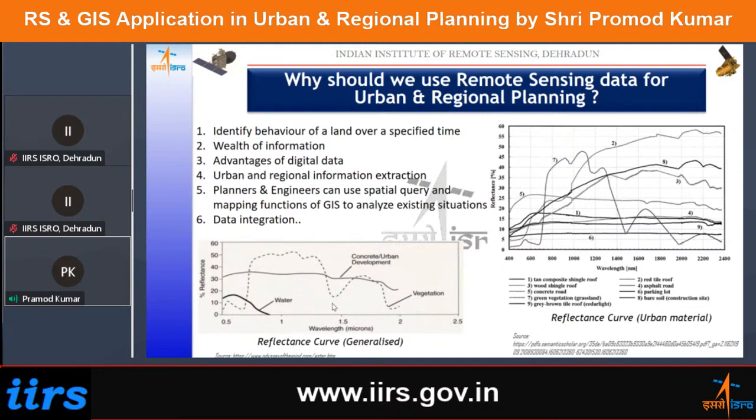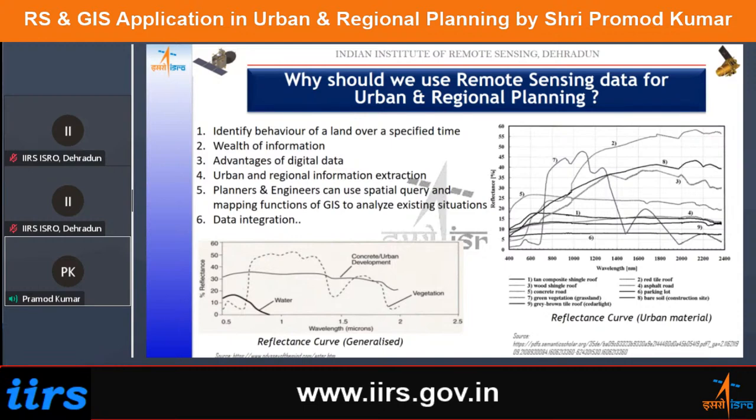Then it comes to the interpretation, where depending on the objectives and the classification schema, one can choose the classification technique. It may be supervised or unsupervised, or machine learning, or an advanced classifier based method. Then all this data has to come into the GIS, and subsequently you can also look at change detection.